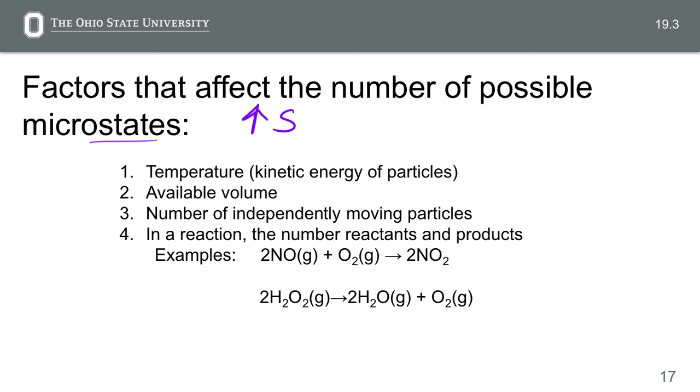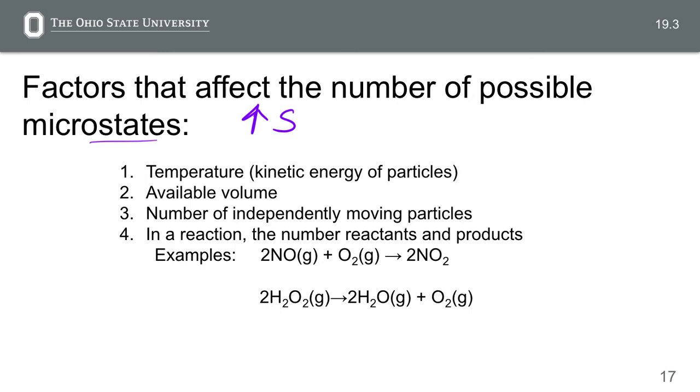So things that affect the number of microstates: temperature, available volume, number of moving particles, and then the number of reactants and products. So for example, we have two equations here. In our first one we have 2NO plus O2 forming 2NO2.